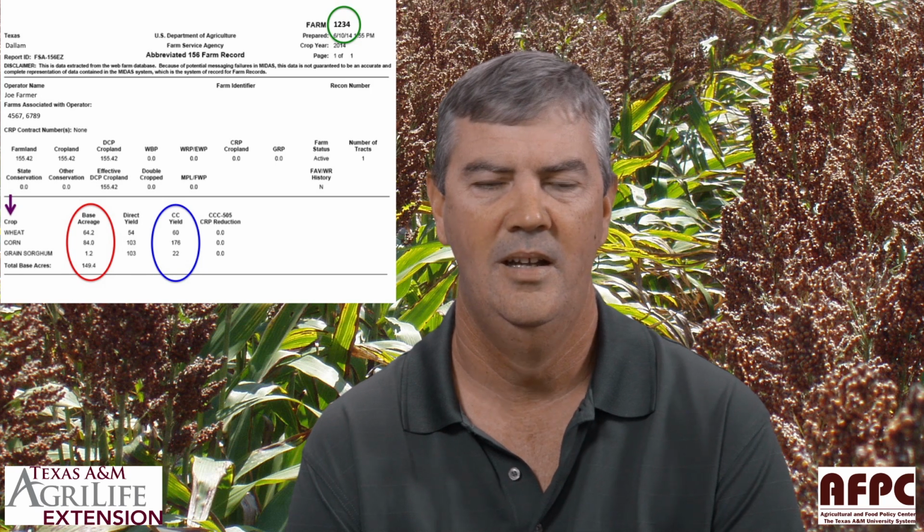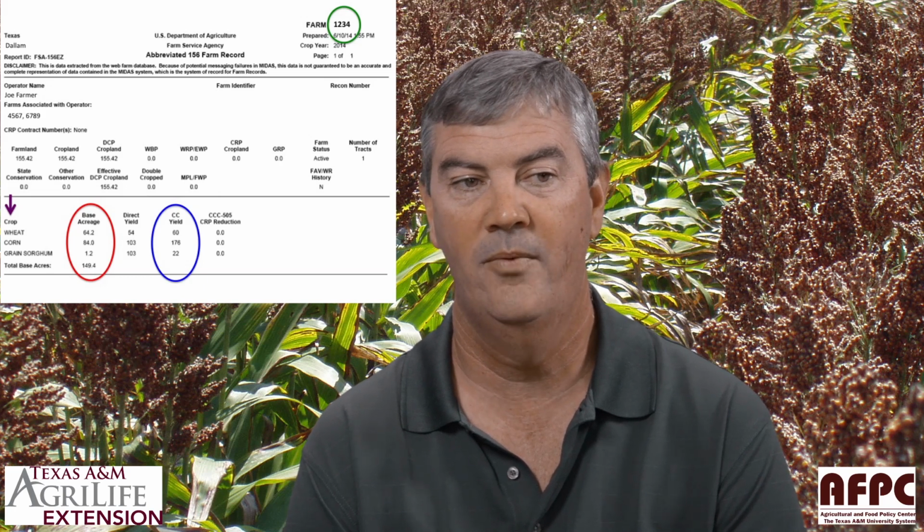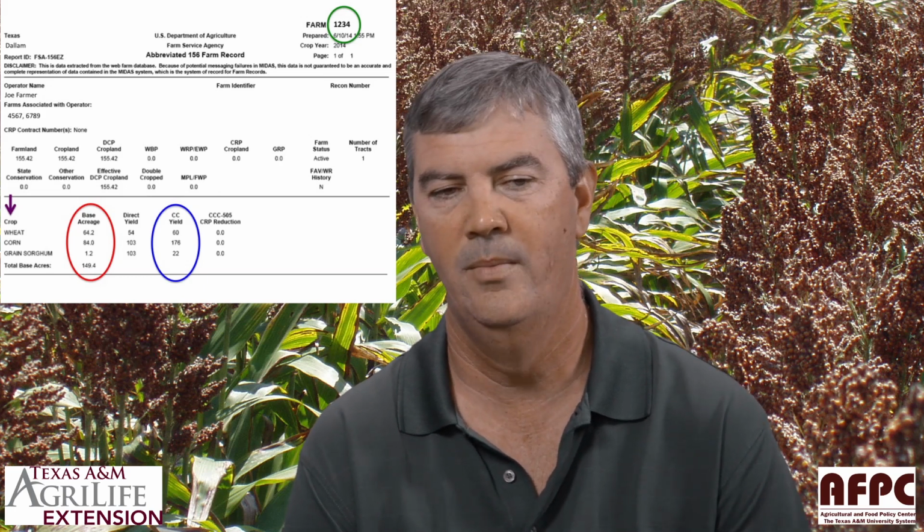The crops on this farm are wheat, corn, and grain sorghum, and the information you're going to be using off this form is either the red circle or the blue circle, either the base acres for each of those crops, or the CC yield, or countercyclical payment yield, as well. So on that form, for each of your farm numbers, you're going to have a form, and you're going to need that information.